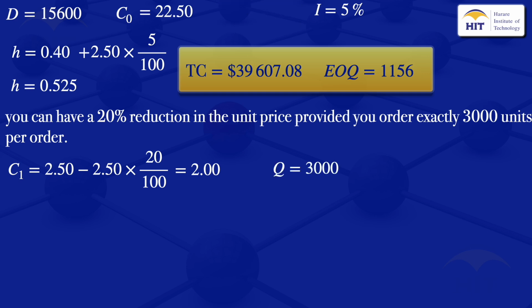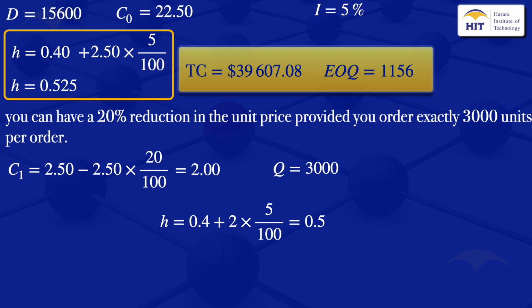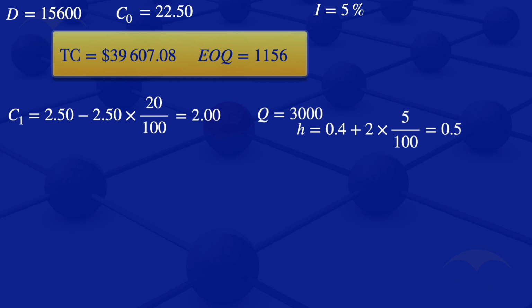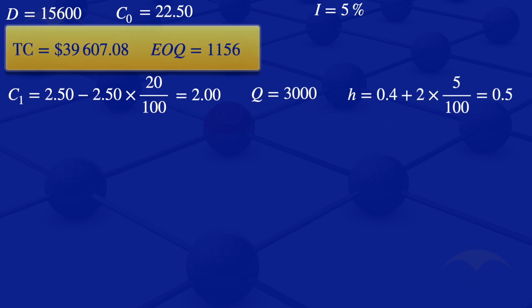And then if we look at how we calculated our H, we added the 5% interest there. But the 5% was calculated on the purchasing cost, which was at $2.50. So our holding cost will change just because our purchasing cost has now changed to $2. So our new holding cost will be equals to 0.4 plus 2 times 5 over 100, which gives us 0.5. So that's our holding cost there, in which case our demand is 15,600 and we are ordering 3,000 units per each order.